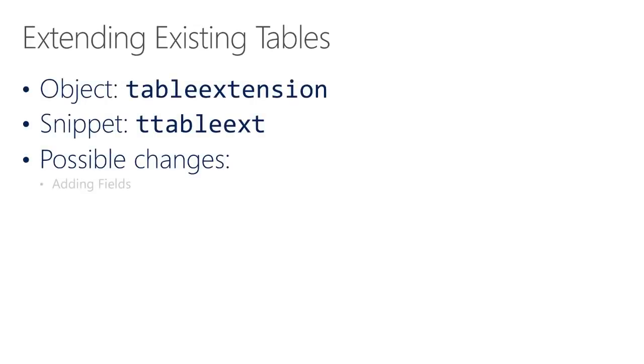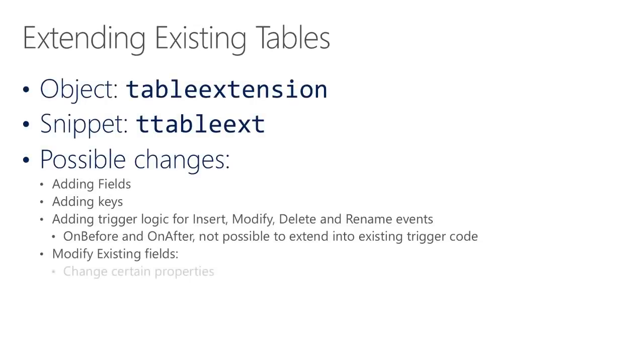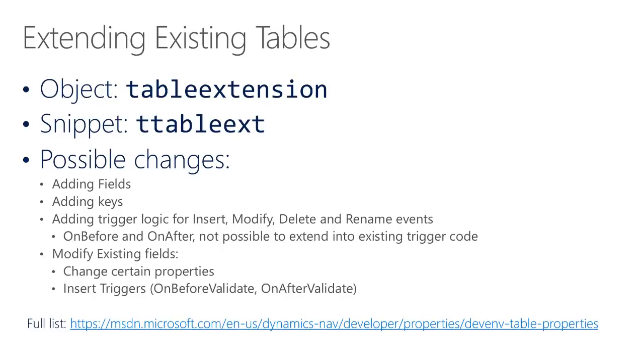The second data object is extending existing tables, which is done by the object called table extension. There's a snippet for it called tTableExt. Possible changes that you can do is you can add fields to the base table, which will have to get your custom field numbers. You can add keys. You can add trigger logic for insert, modify, delete, and rename, which automatically subscribe to the insert, modify, delete, and rename events of the original base object in the base app.